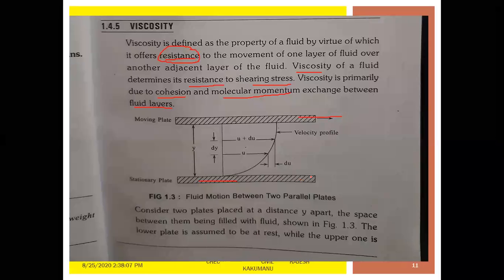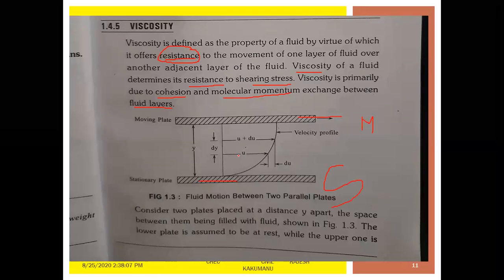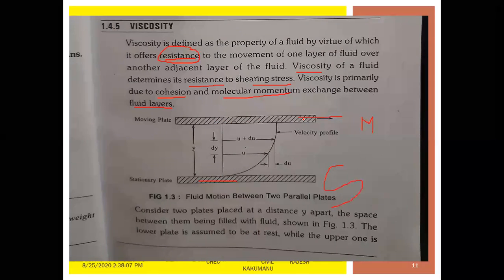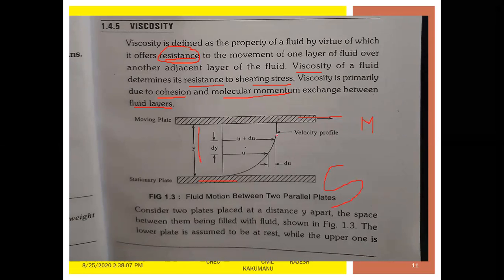This one is stationary, this one is a moving plate. Then when these are touching, just for a diagrammatic representation, when this is moving in this direction, making a stress. So you have a distance of y. Here the velocity profile is slowly increasing in this way with the difference of dy.